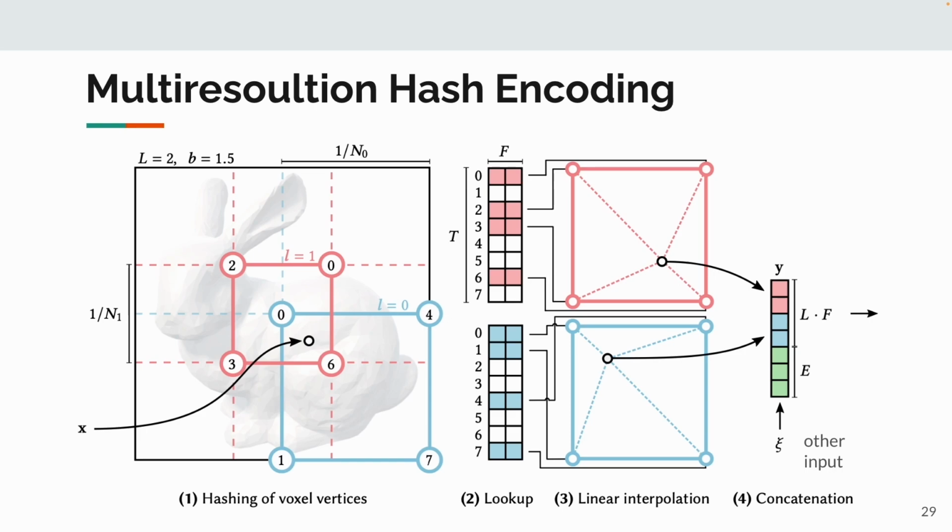Yeah, that's basically the basic idea of the multi-resolution hash encoding. It just uses a multi-resolution hash grid, a hash table, and linear interpolation. And after linear interpolation, you concatenate the feature vectors together, and this concatenated vector will be the final input to the MLP.